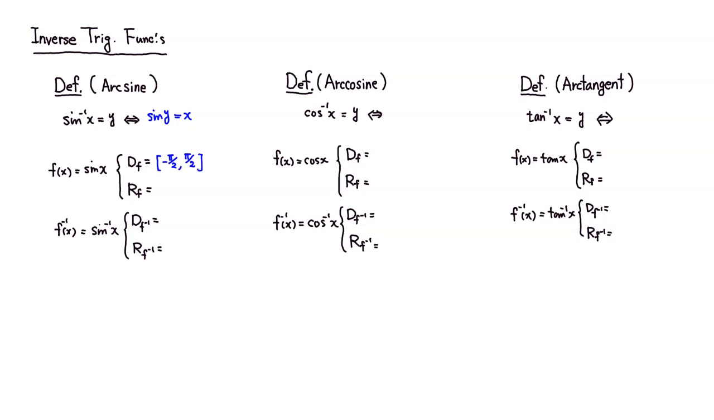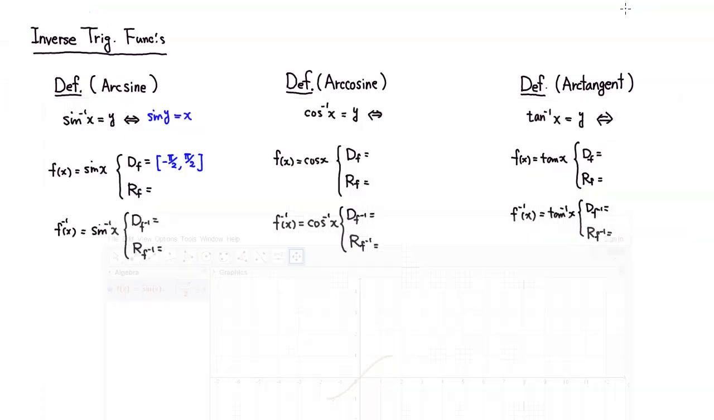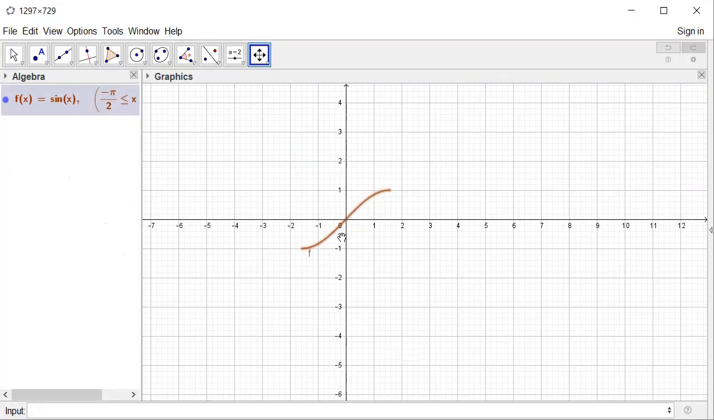Then you can see in the picture that the range is still negative 1 all the way to positive 1. So the range of the original function is still negative 1 to positive 1. Then we know what the inverse function looks like: you just have to reflect it about the 45-degree line.